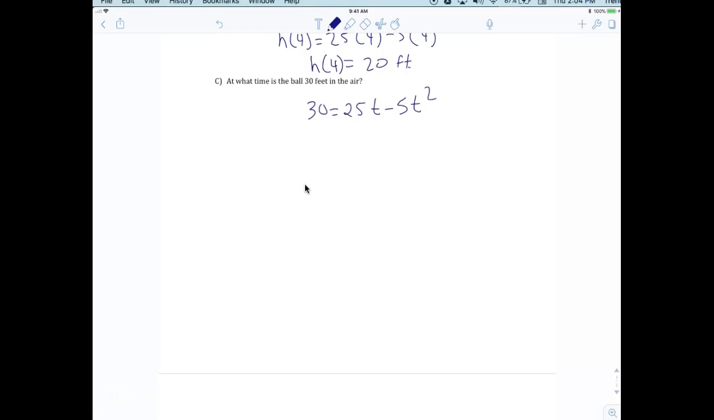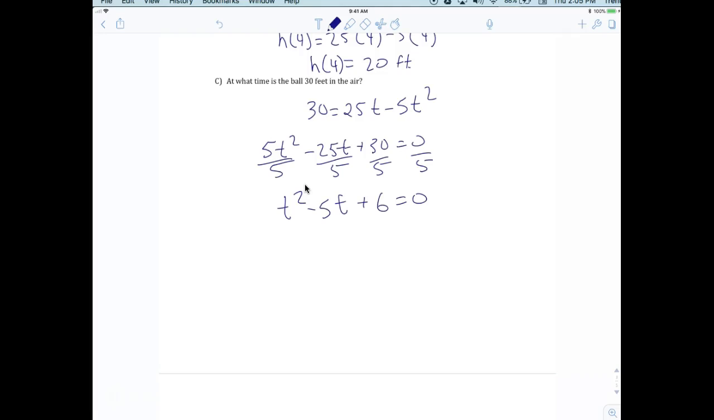Now, from there, I want to set it equal to 0. So I move the negative 5t squared to the left because I want it to be positive. So I have 5t squared minus 25t plus 30 equals 0. The first thing I notice is I can divide everything through by 5. So t squared minus 5t plus 6 equals 0.